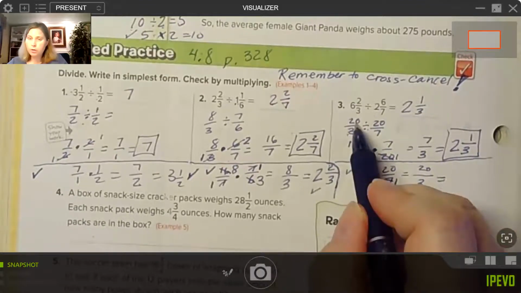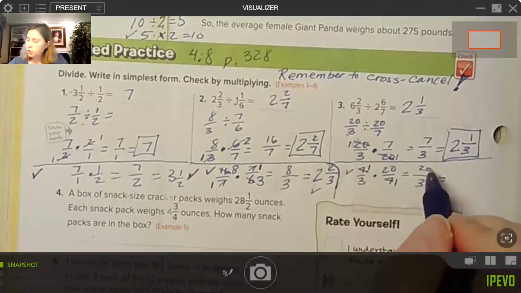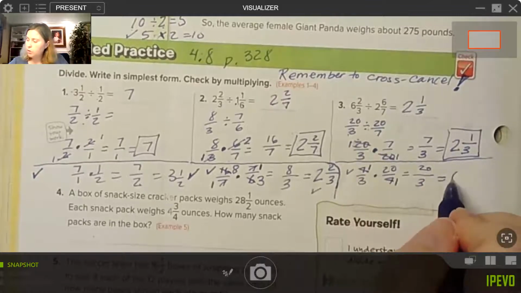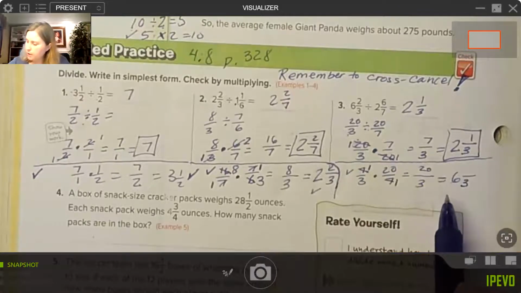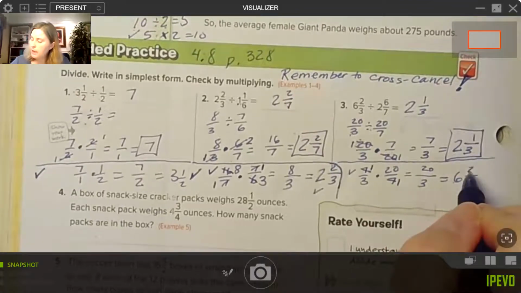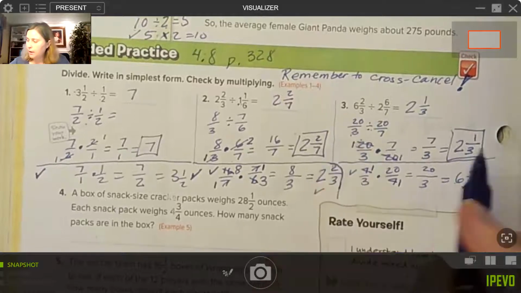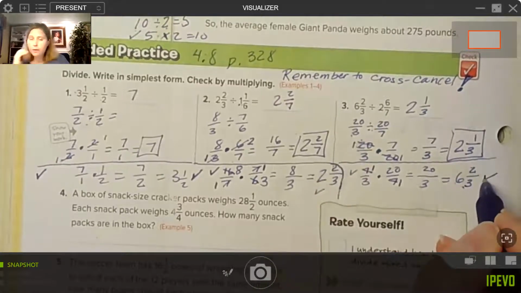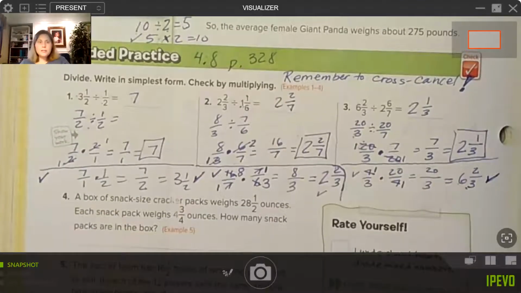How does 20/3 get written as a mixed number? How many times does 3 go into 20? It goes in 6 times with how many thirds left over? 3 times 6 is 18 plus 2 more gets me up to 20. So 6 and 2/3. As soon as I see that, which was my starting number, I know I'm finished with my check step. Okay. And we'll stop with the check step for 4 and 5 because I want to concentrate on the word problem aspect of it.